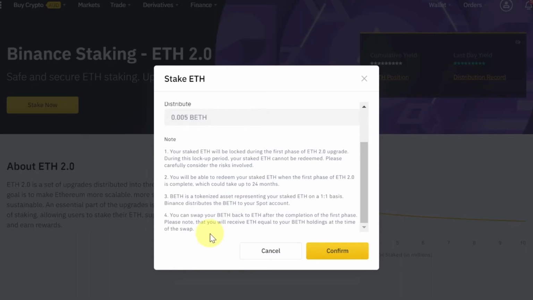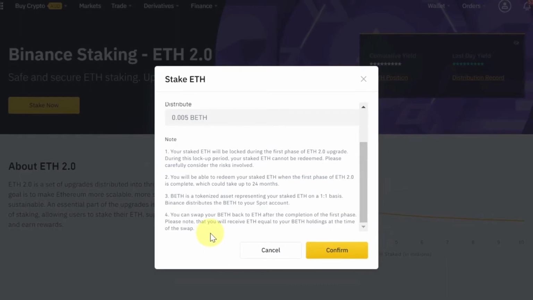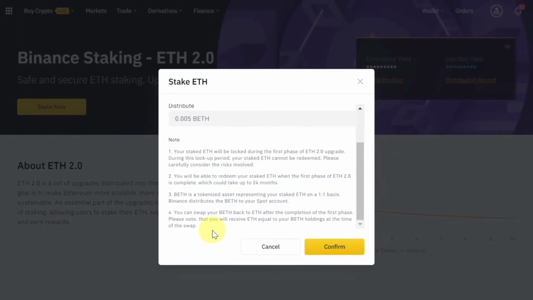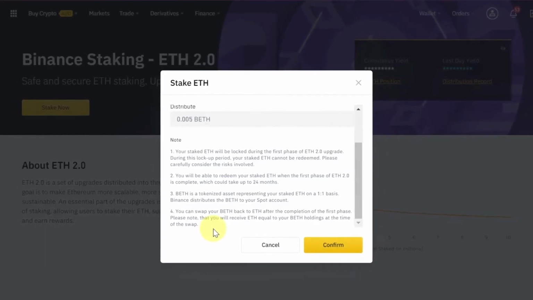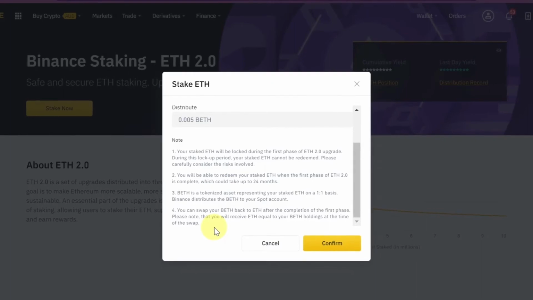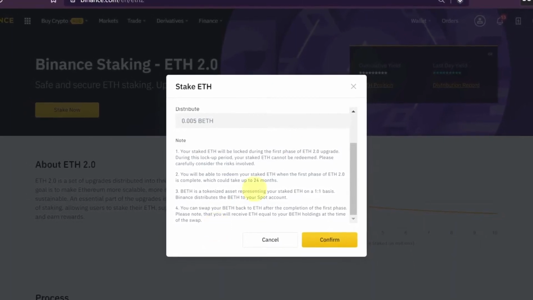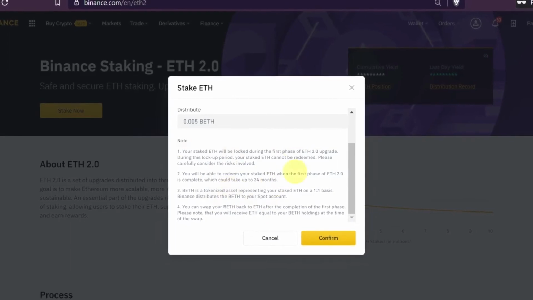But after Ethereum 2.0 phase 1 is introduced and goes live, you need to have all your B Ethereum in order to redeem your staked Ethereum, including rewards. So if you try to get more B Ethereum, good for you, but have in mind that if you lose it, you won't be able to redeem the Ethereum that you locked up for staking. So that being said, make sure that you understand all the points over here.